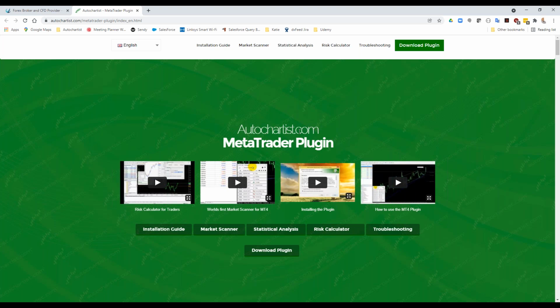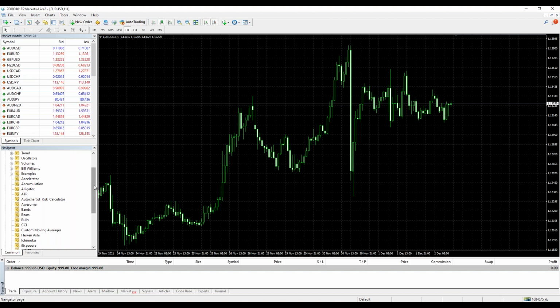Getting back to the business at hand, to download this plugin, you click the download button, and then you go through a wizard. You click next, and at the end of it, you're done, and you'll have in your MetaTrader a little expert advisor there called Autochartist. You'll also have one other thing called the Autochartist Risk Calculator. So you'll have 2 of those.